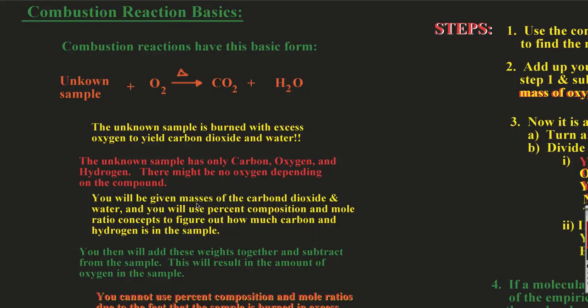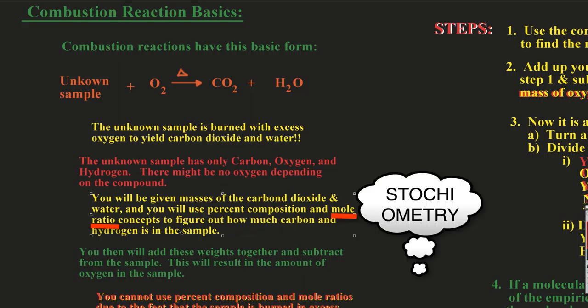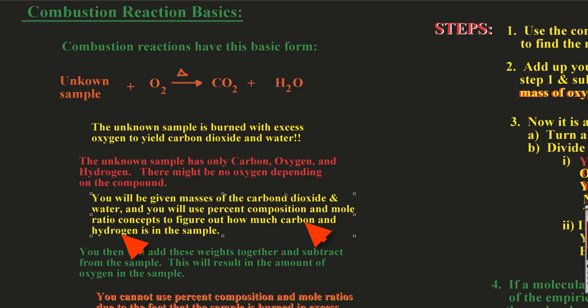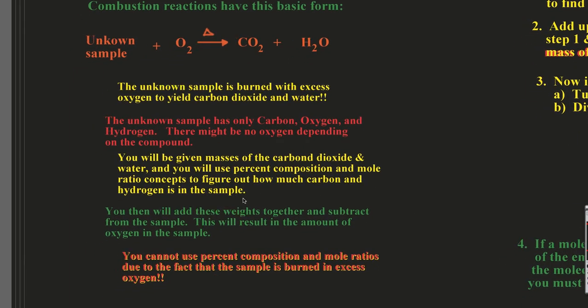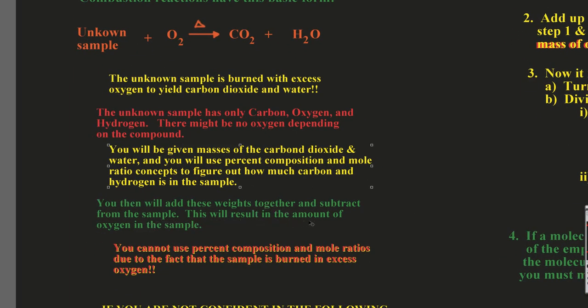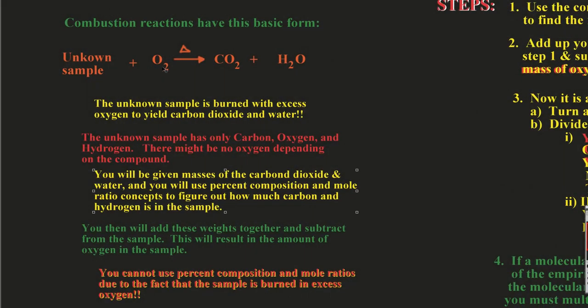So once we get the masses of the carbon dioxide and the water, we will use concepts of percent composition, mole ratios, and stoichiometry to figure out how much carbon and hydrogen is present in the sample. Once you know the amount of hydrogen present, you will add these together, subtract from the sample, and this will tell us how much oxygen we have. Can't use percent composition mole ratios here to calculate oxygen. So if you look here, there's excess oxygen plus the sample. So that's why we can't use mole ratios like we did for carbon and hydrogen.